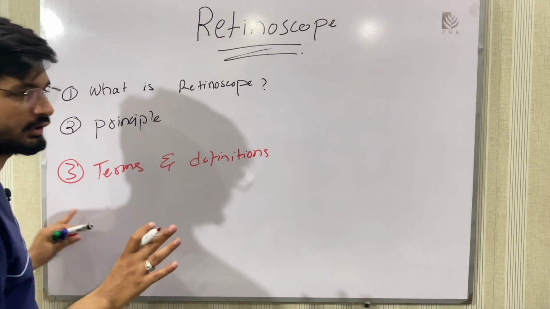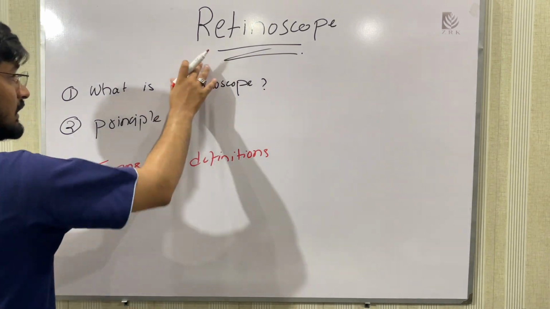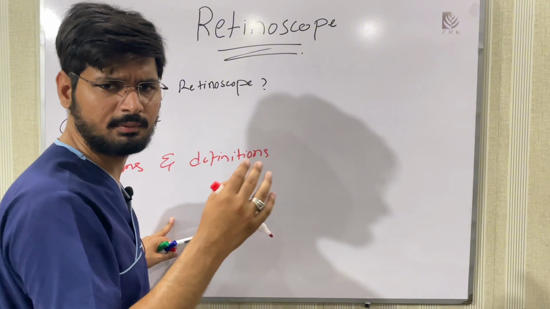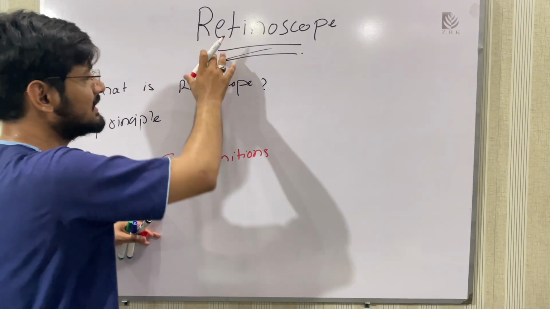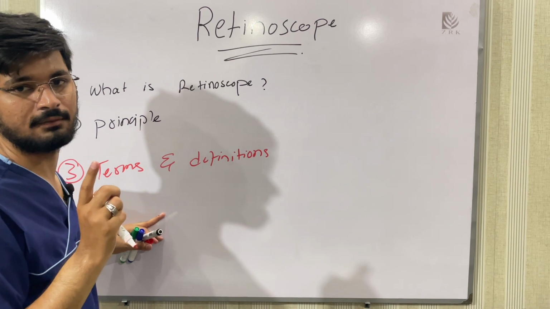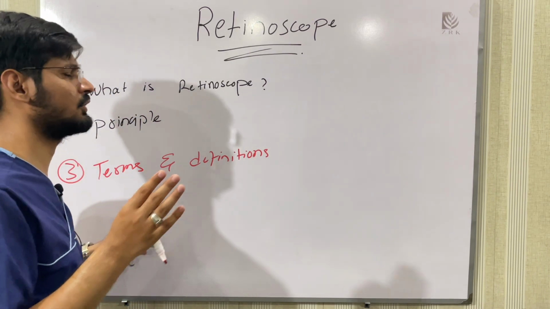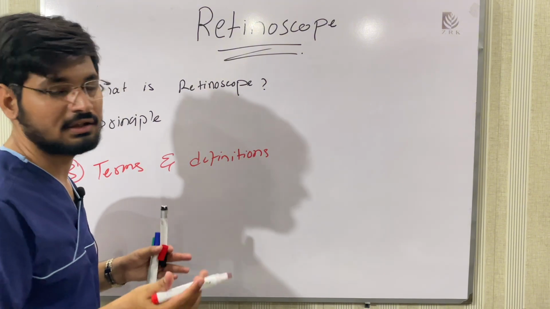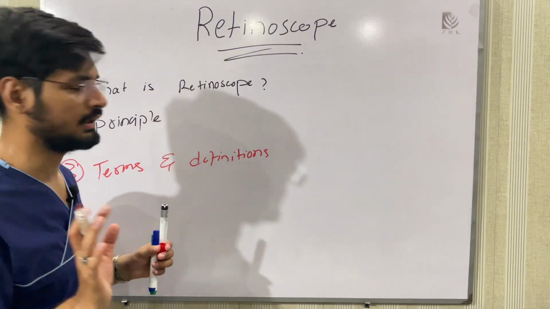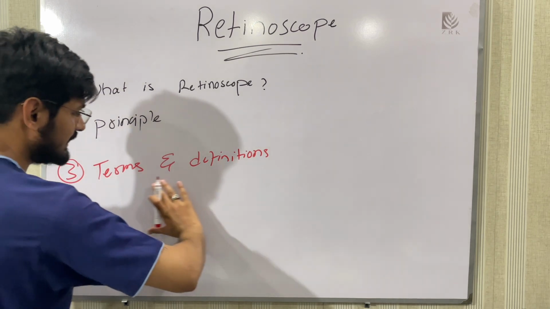which are very important before learning this tool. Okay. So what is a retinoscope? I will give you a little bit of information. A retinoscope is an instrument which we use to measure the optical power of the eye. Optical power, or in other words, you can say the refractive error of the eye. Okay. So the third point says terms and definitions.